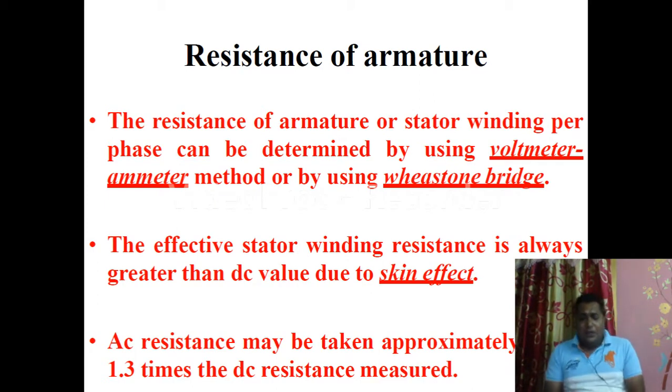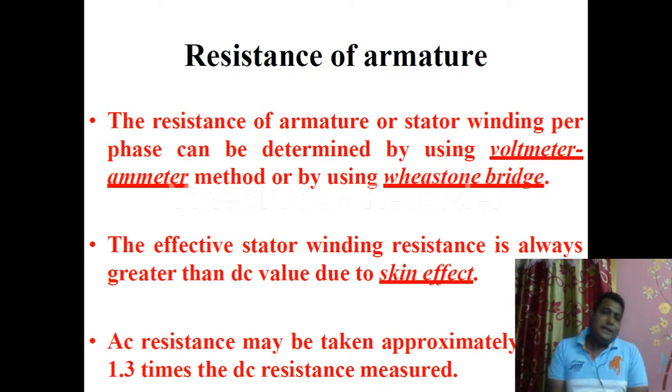That means in an alternator AC energy is generated, AC electricity is generated. So what is happening is that, due to the skin effect, we know that when AC current is flowing through a conductor, the skin effect happens. So due to that skin effect, the effective resistance in the armature of the alternator is increased. So if we consider that resistance, that will be a faulty one.